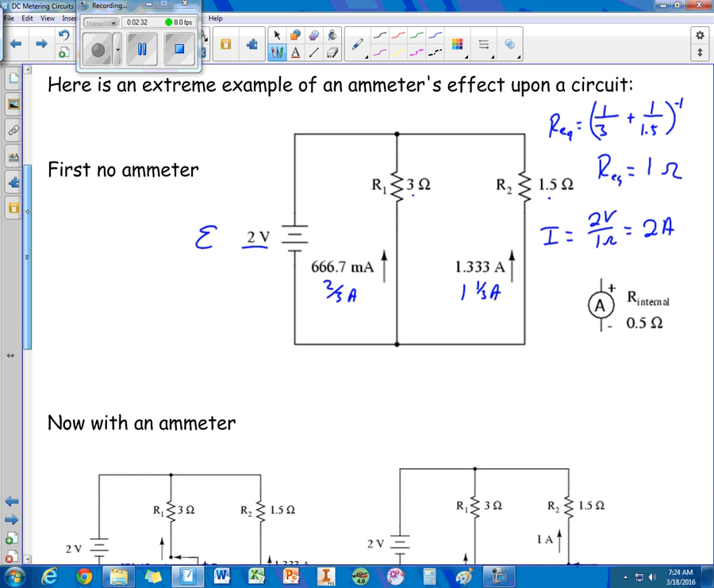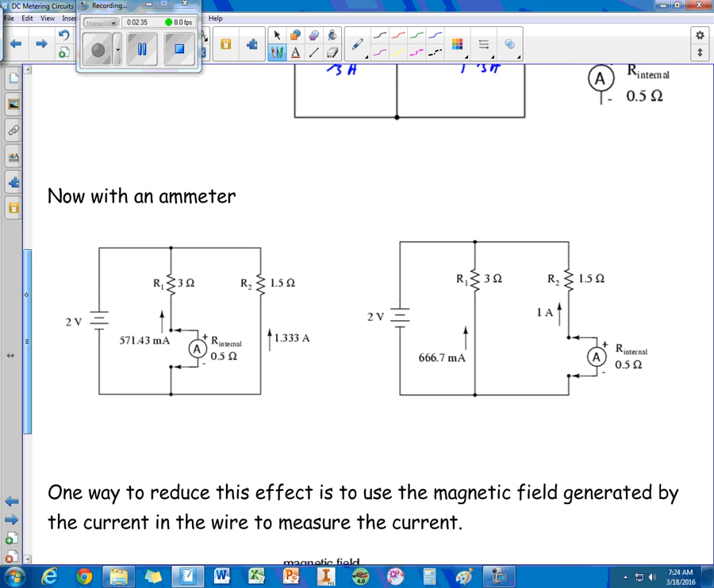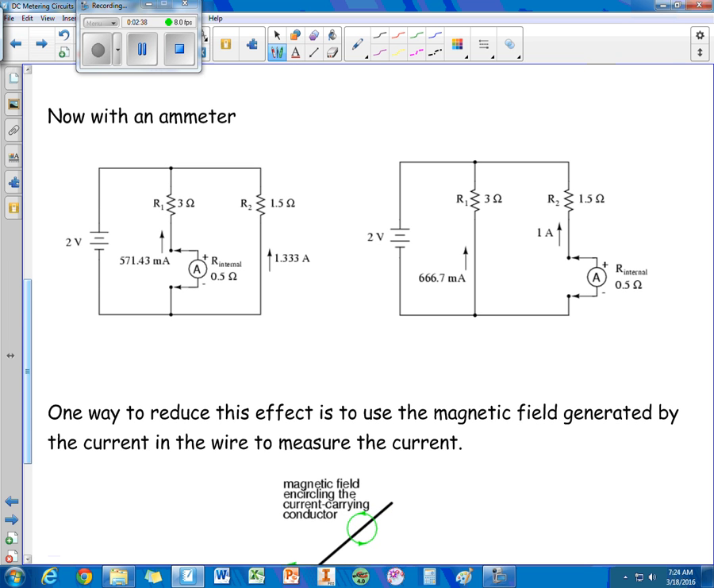Now let's say we go ahead and introduce an ammeter, and this one has a relatively large resistance, 0.5 ohms. So if I put that ammeter, and if I'm using it to measure the current in this branch with R1 in it, notice that this resistance would be added to the 3 ohm. So now I have 3.5 ohms of resistance through this branch. And when you increase the resistance, you lower the current. So instead of having 0.6 amps, now I have 0.57 amps.